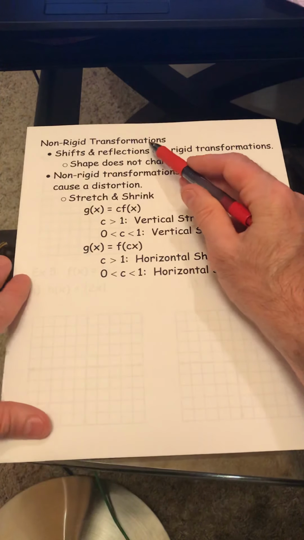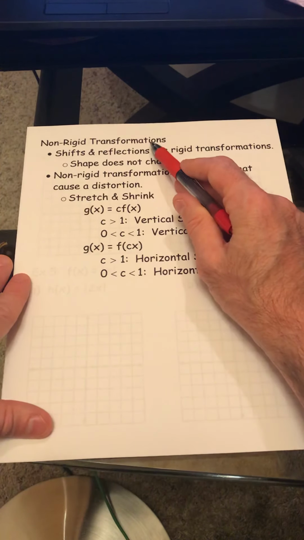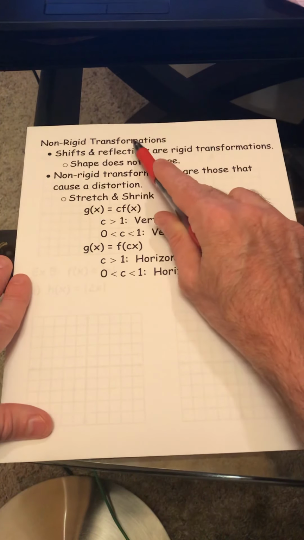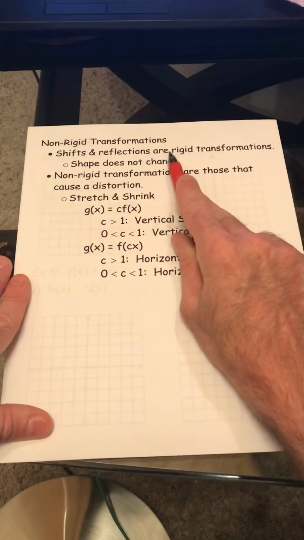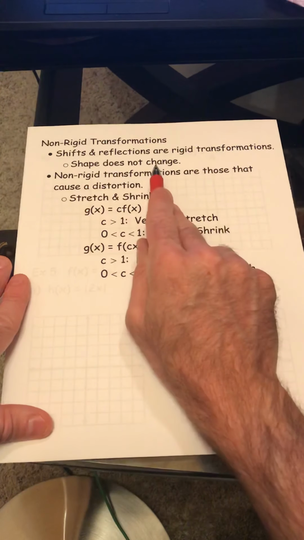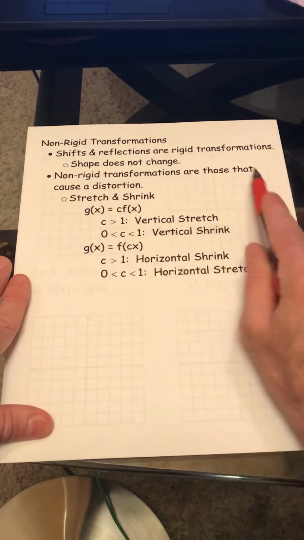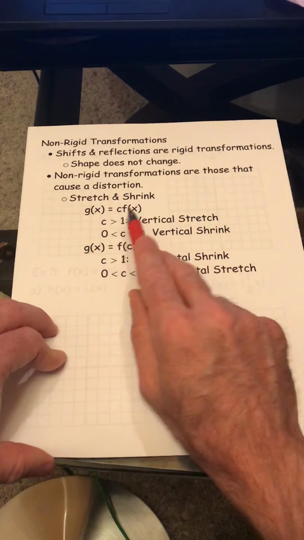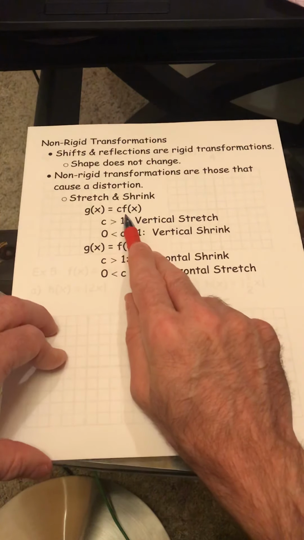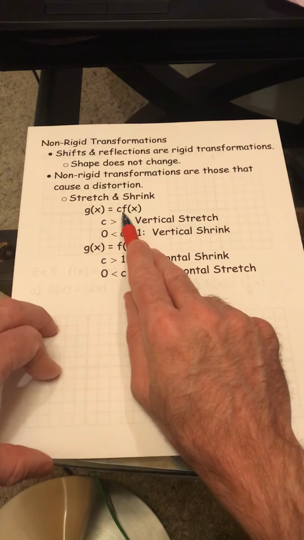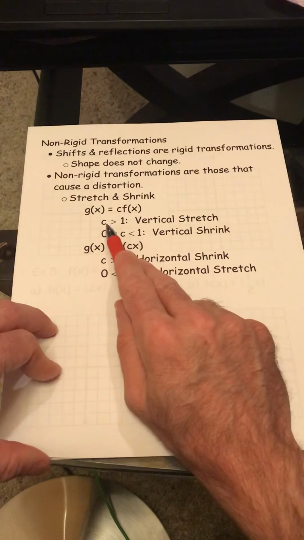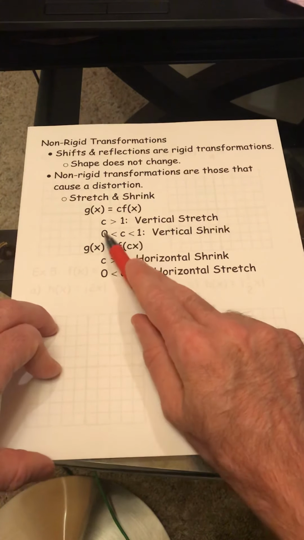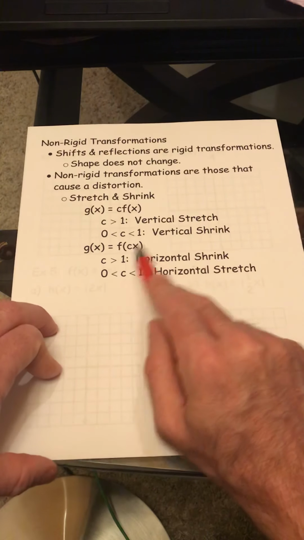For what we call non-rigid transformations, meaning the shape is changed, shifts and reflections are rigid. The shape doesn't change. Non-rigid transformations are those with what's called a distortion, meaning a stretch or shrink. If you multiply a number in front of the function, where c is greater than 1, that is a vertical stretch. If it's between 0 and 1, that's going to be a vertical shrink.